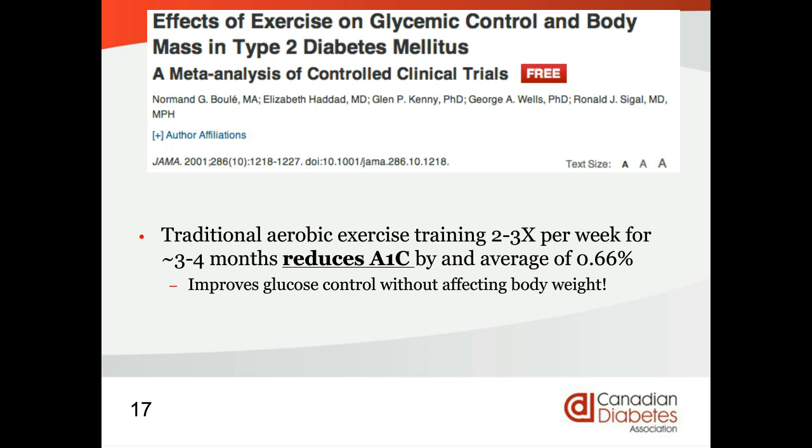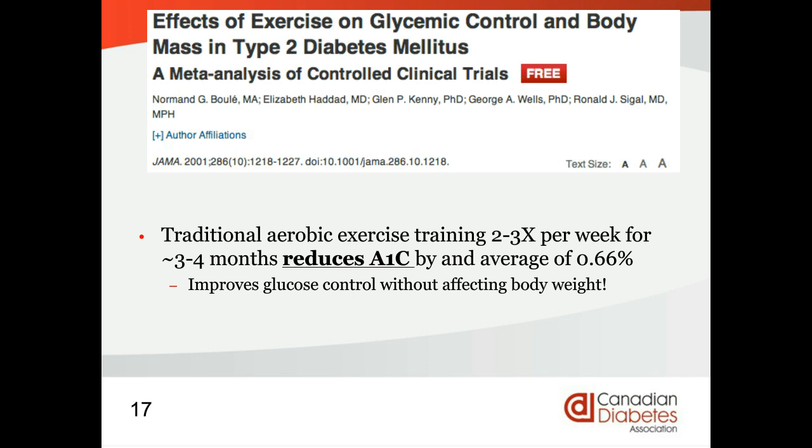And they show that just 2 to 3 days per week of traditional, continuous cardio-type exercise for 3 to 4 months reduces your A1C by an average of about 0.7%. Now, the healthcare providers that are watching will know that this is a fairly substantial and meaningful reduction. Those of you who get your A1C checked will know that if you get a bump down by 0.66%, you'd probably be pretty happy with that. It's in line with what the effects of our best drugs can do, drugs like metformin, which are commonly prescribed. This is about the same magnitude of difference you would get.